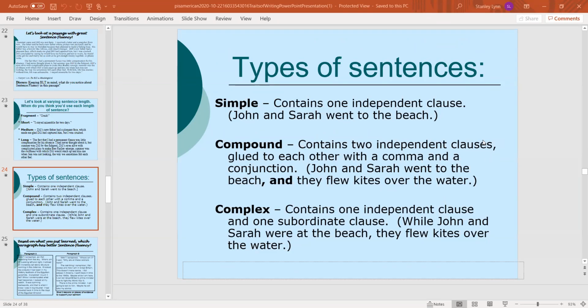And then last, you have a complex sentence. A complex sentence contains 1 independent clause and 1 subordinate clause. We're studying these now. While John and Sarah were at the beach, they flew kites over the water.